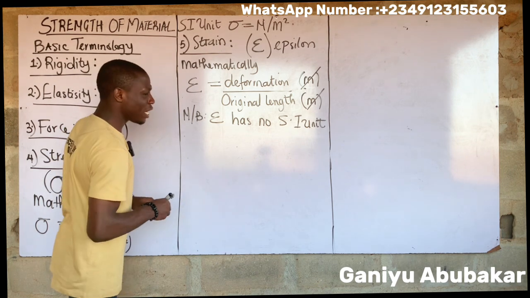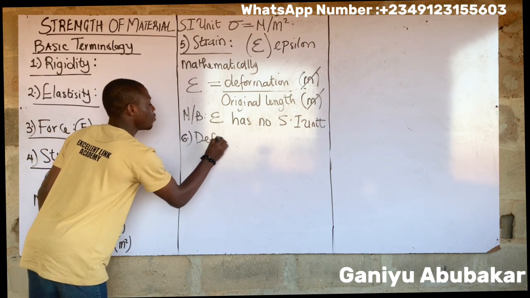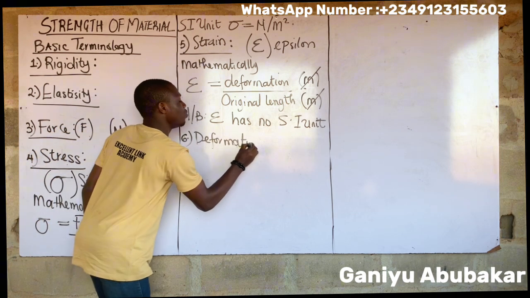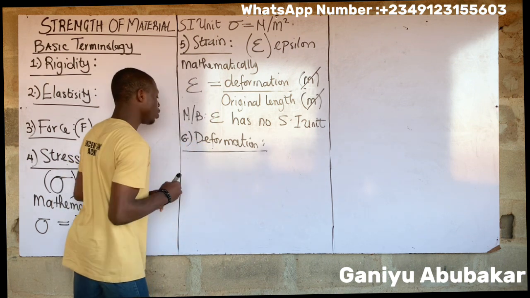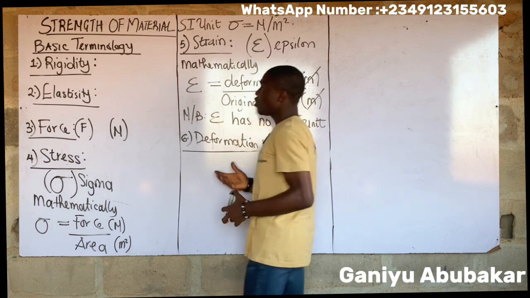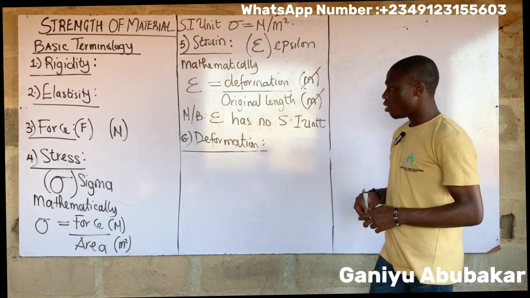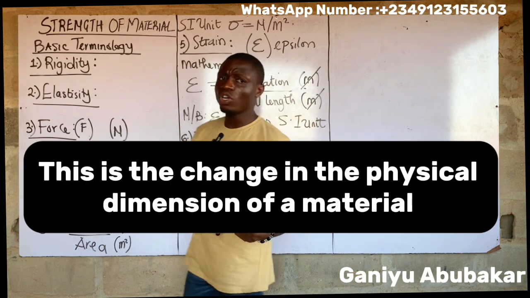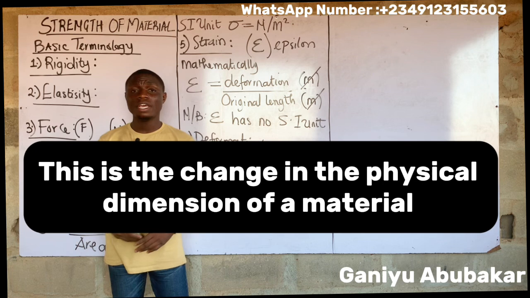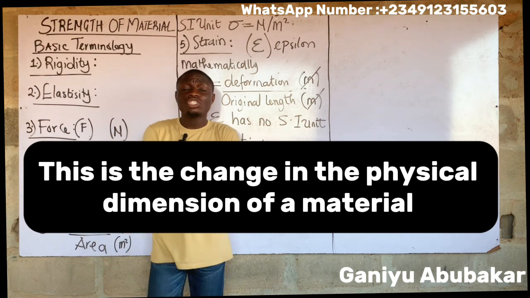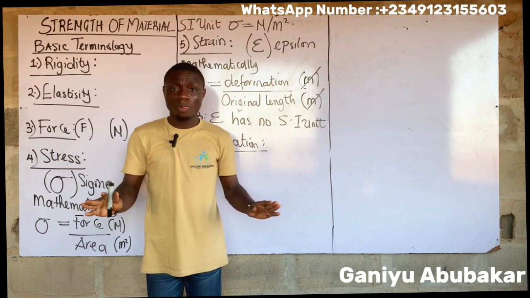Let's look at one last one called deformation, which is the sixth terminology in the study of strength of material. What's deformation by definition? By definition, deformation is simply the change in the physical dimension of a material. When dimension changes its shape or size, deformation has occurred, right?